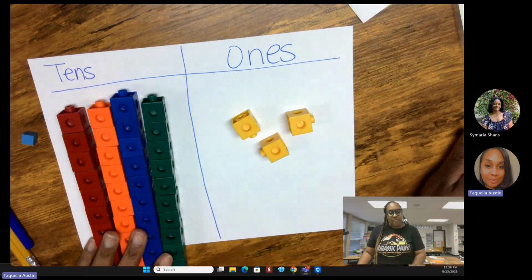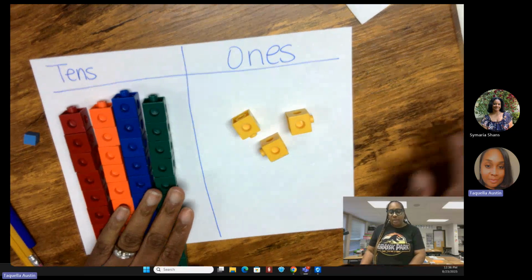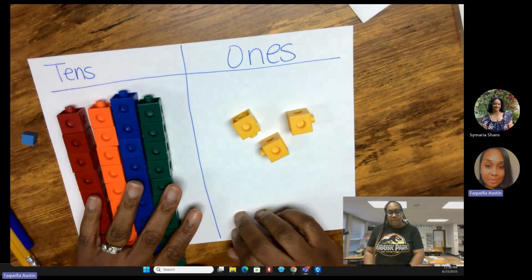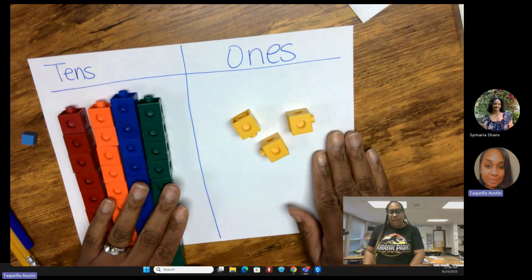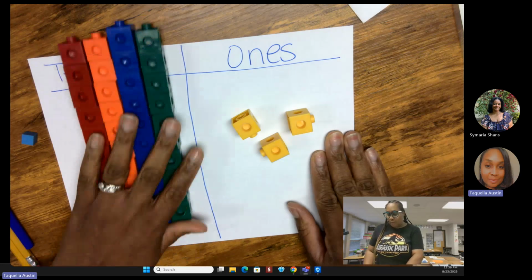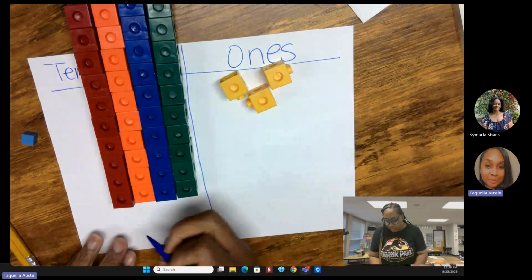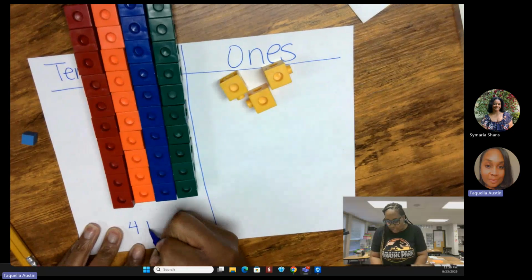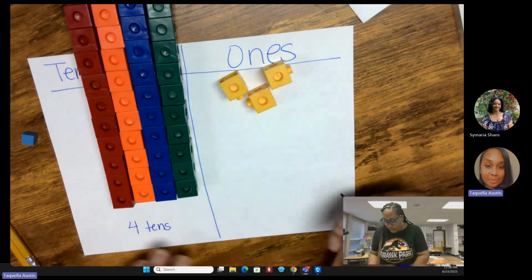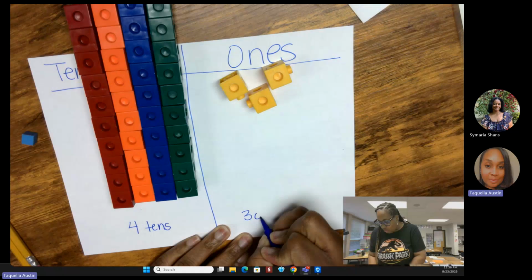I'm going to represent the value of snap cubes under my place value mat. And I can also represent the value of this number by writing the base 10 language, 4 tens and 3 ones. So I'm going to slide this up here, and that's exactly what I'm going to write. I have 4 tens, and I also have 3 ones.